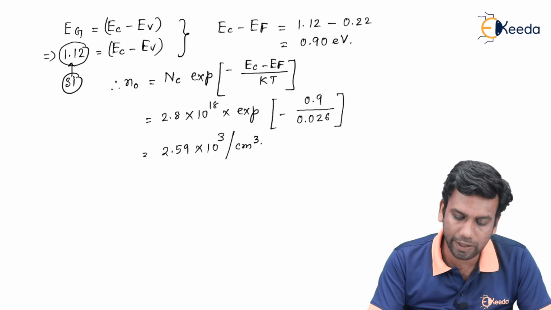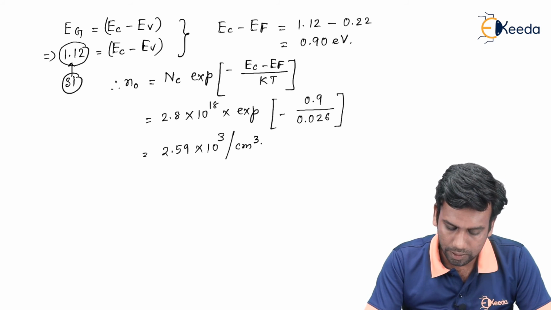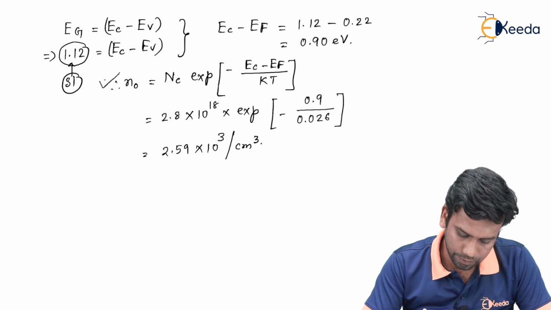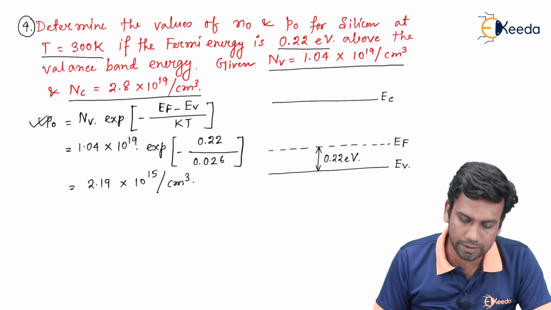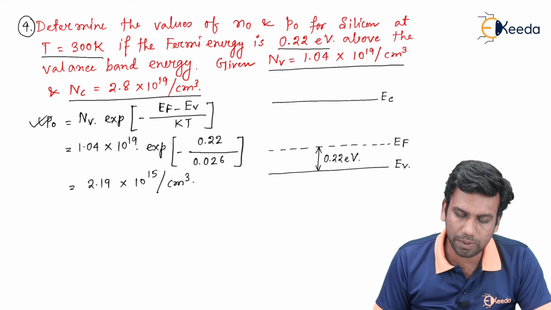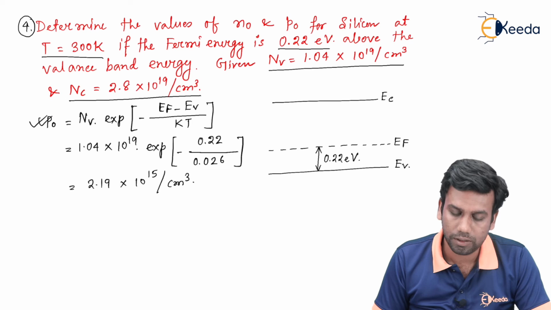So this will be the value of the electrons in the sample, and P0 is the value of the holes in the sample. So this is all about the numerical given. Thank you.